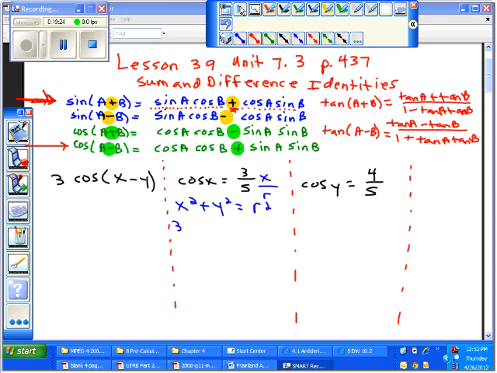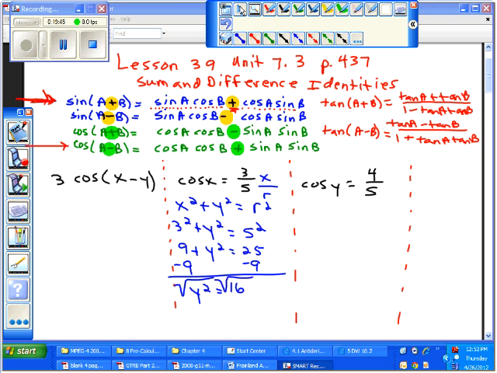And so we're going to have x, which is 3 squared, plus y, which we don't know, squared, is equal to the radius, which is 5 squared. We're going to get 9 plus y squared equal 25. Subtract 9. We're going to get y squared is equal to 16. Take the square root, and we're going to get y is equal to 4. You'll see why we need that.